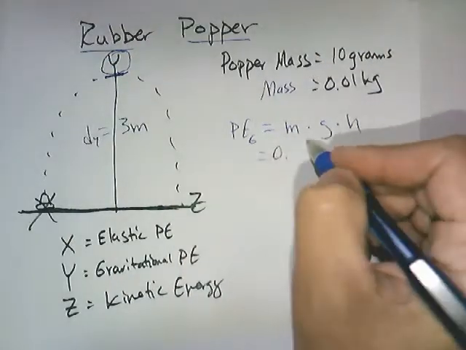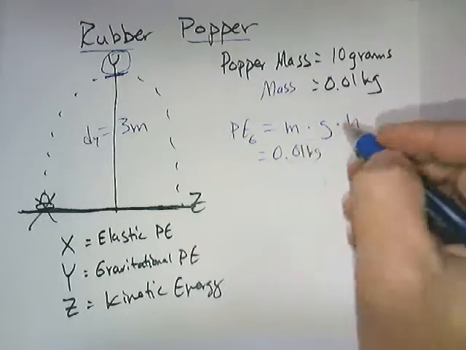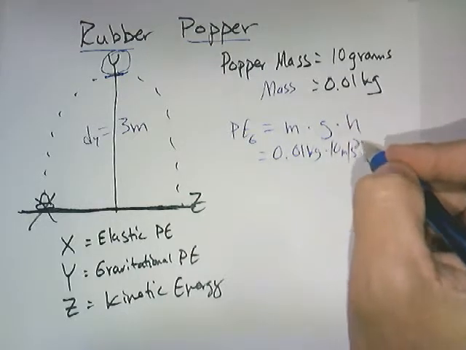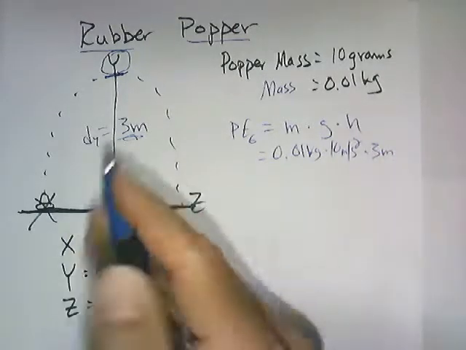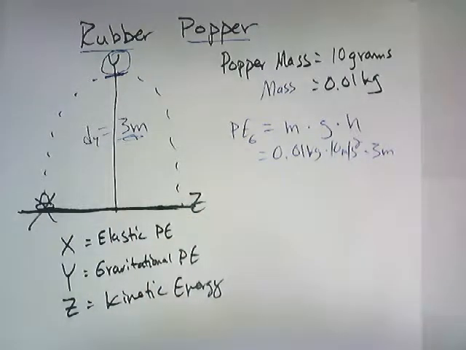And I know its mass. We just determined it was 0.01 kilograms. It's on Earth, 10 meters per second squared. And the height that it traveled to, we're going to say, is 3 meters. Now, this would be data. This is the data we collected in class. We did these numbers here today. So these will be close to what we got here from class today.